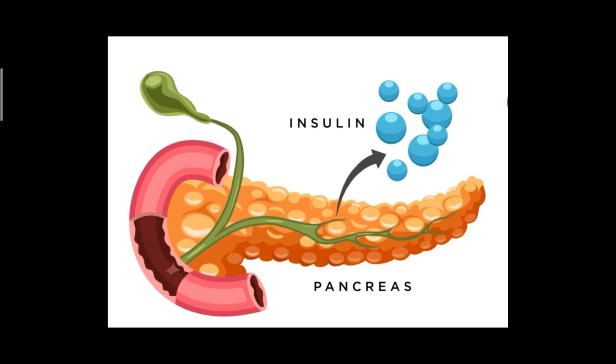Actually, the function of insulin is to control the sugar level in the blood. If insulin production is less in a person's body, the person will suffer from the disease called diabetes. That means more sugar level and less insulin in the blood is the disease called diabetes. So, deficiency of insulin in the blood leads to the disease called diabetes.